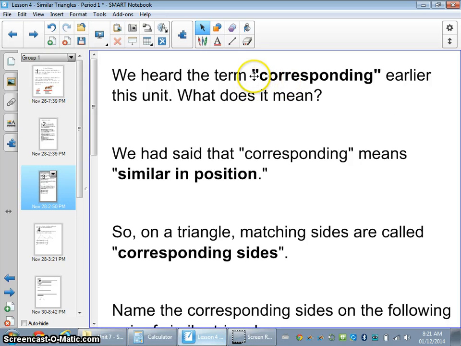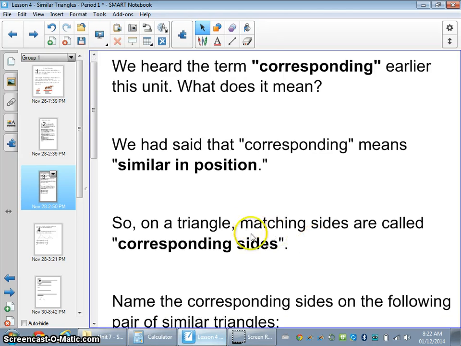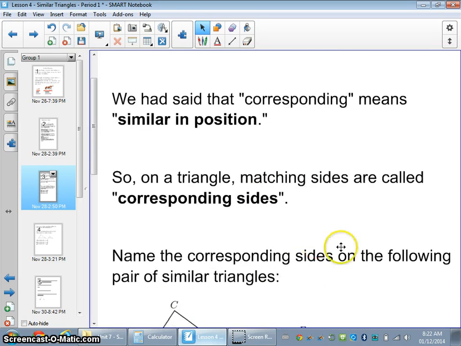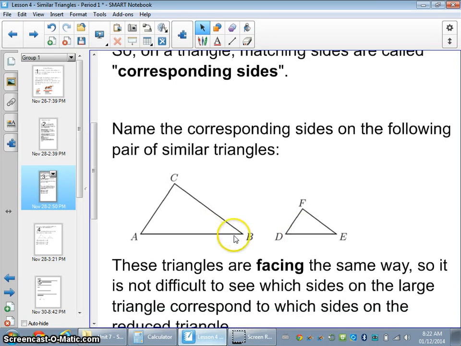Now again, here's another word we've seen, corresponding. We've seen that term earlier in the unit. What does corresponding mean? We said that corresponding means similar in position. So on a triangle, matching sides are called corresponding sides. Alright, so name the corresponding sides on the following pair of similar triangles. We have the same triangles again.